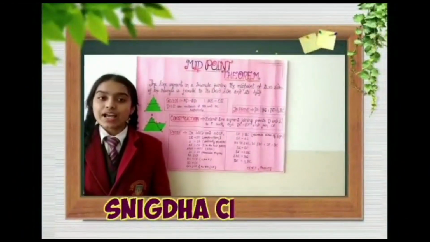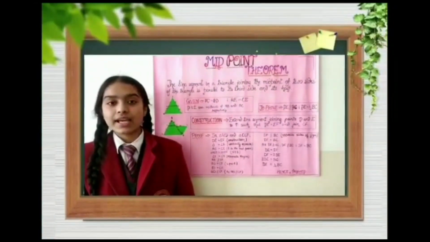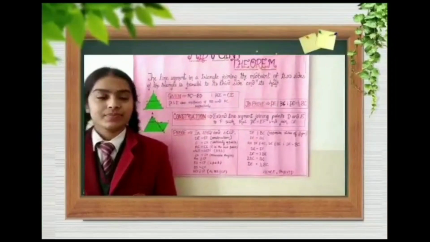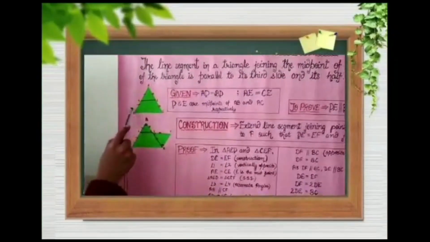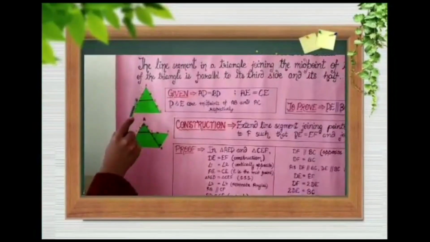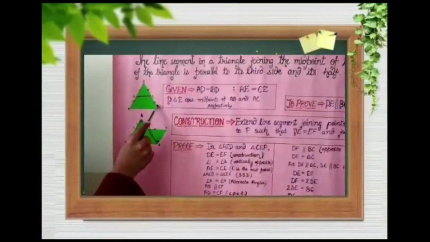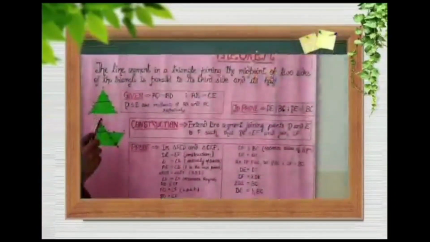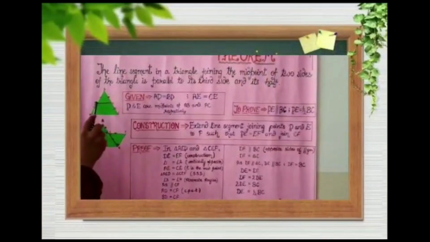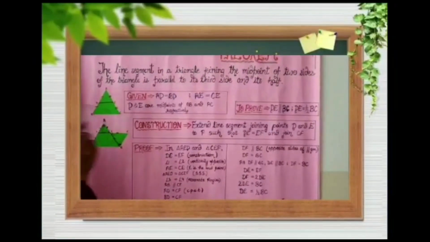The line segment in a triangle joining the midpoints of two sides is parallel to the third side and half of the third side. In this triangle, it is given that AB is equal to BD and D is the midpoint of AB. In this side, AE is equal to CE and E is the midpoint of AC. In this triangle, we have to prove that DE is parallel to BC and DE is half of BC.